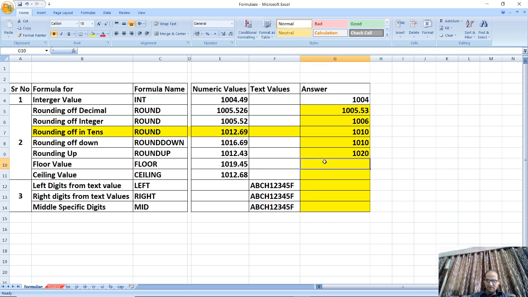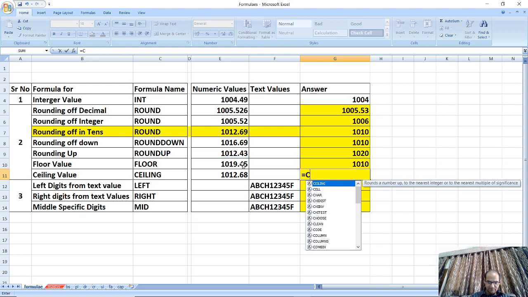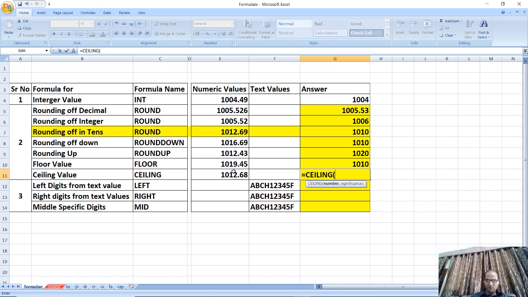Okay. Now same is the case with FLOOR. FLOOR forces the value to go to the floor, meaning down level. Comma, significance is 10. We have to round it off into tens. Likewise, CEILING will force the formula to go to the upper value. The result should have been 1010, but because of the CEILING into tens, it will force the formula to go to the next higher level.